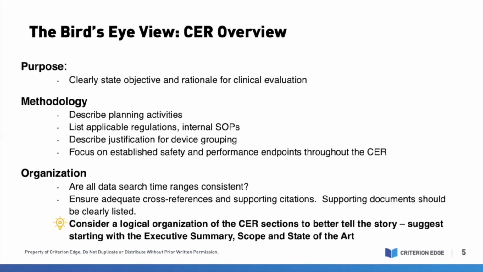Check the language and overall consistency throughout the document, that it makes sense and comes together to establish the safety and performance as intended for your state-of-the-art device. One tip is to place the state-of-the-art section at the beginning of the document, immediately following the executive summary and scope section. This sets the stage for the remainder of the clinical evaluation.